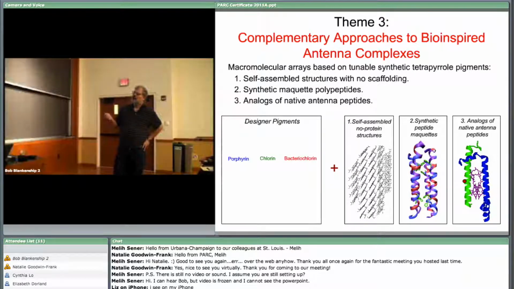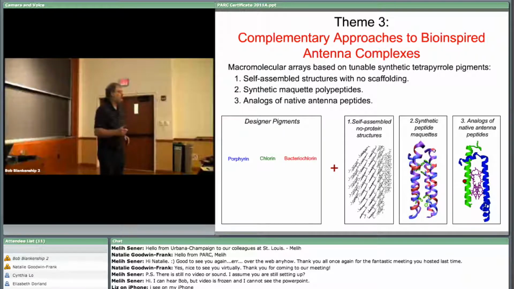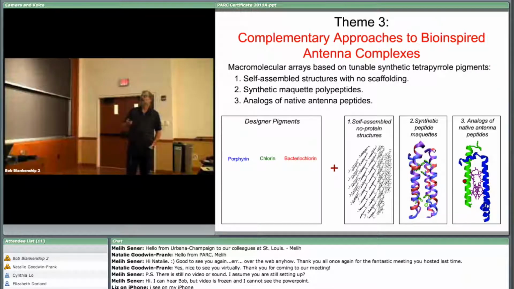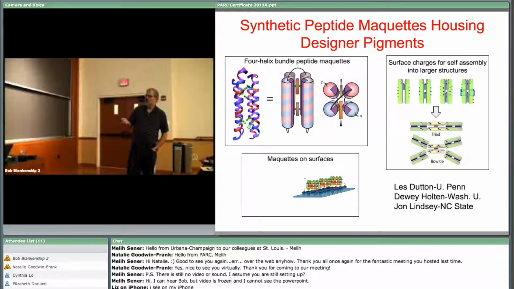And then we have proteins that are designed specifically from scratch and attach the pigments to that and create these synthetic systems that will also do antenna function. One more example of sorts of complexes. And this work is being led by Dewey Holton here at WashU, but involves people from Penn State and others.